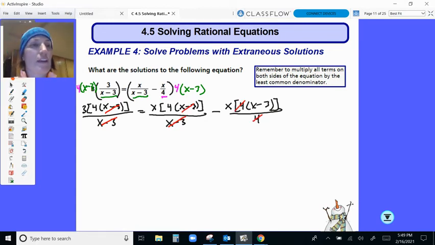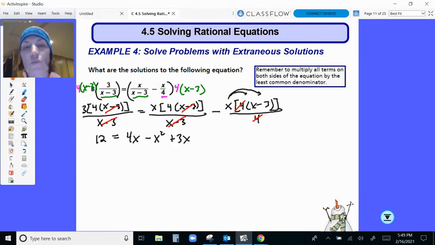Okay? So here we're going to have 3 times 4 is 12 equals x times 4, which is going to be 4x. And here we have a negative x. So we've got to be careful when you distribute this here. It's a negative x. So that will be a negative x squared. And a negative x times negative 3 will be a positive 3x. Okay, so watch out for those.